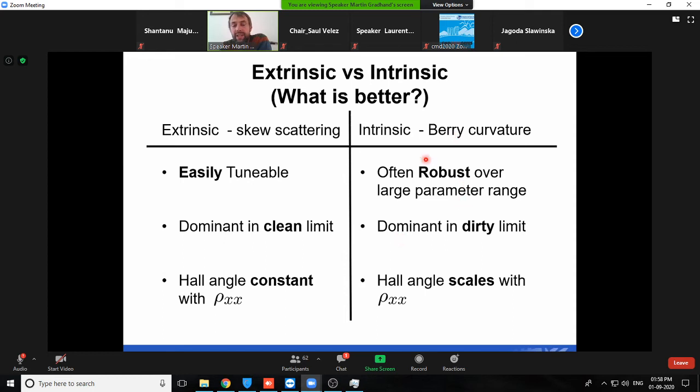On the other side, the intrinsic contribution is often very robust for a large parameter range because it's dominant in the dirty limit. And the Hall angle still scales with longitudinal resistivity. So making the resistivity larger allows you to increase the Hall angle.